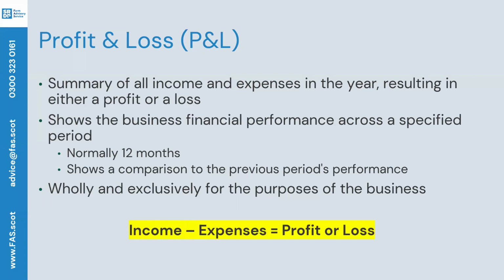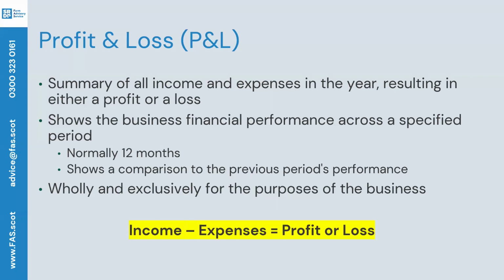A really important point to note, and we talked about this last week when we were talking about what we can reclaim VAT on: the transactions that we see in a profit and loss statement are transactions that are wholly and exclusively for the purpose of a business. So if you have personal transactions, like you might be putting your groceries through the business bank account or whatever it is, you might be putting personal expenditure through there. That's not going to show up as a business expense because it's not wholly and exclusively for the purpose of the business. For things where there's a split between business and private use, only the business element would be recognized within your profit and loss.